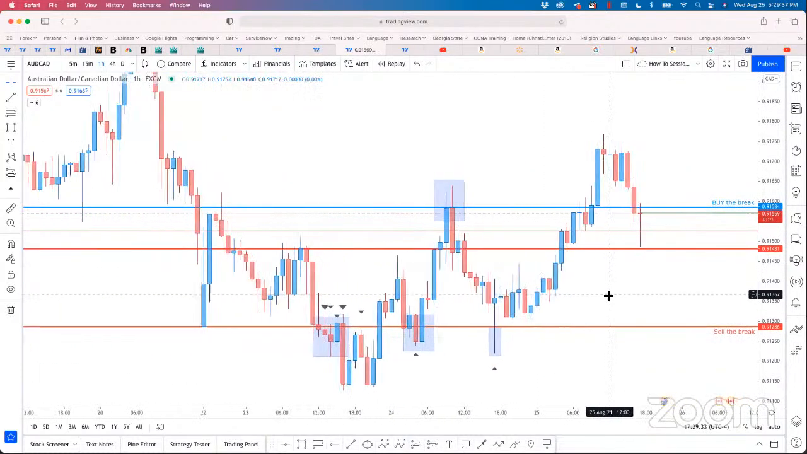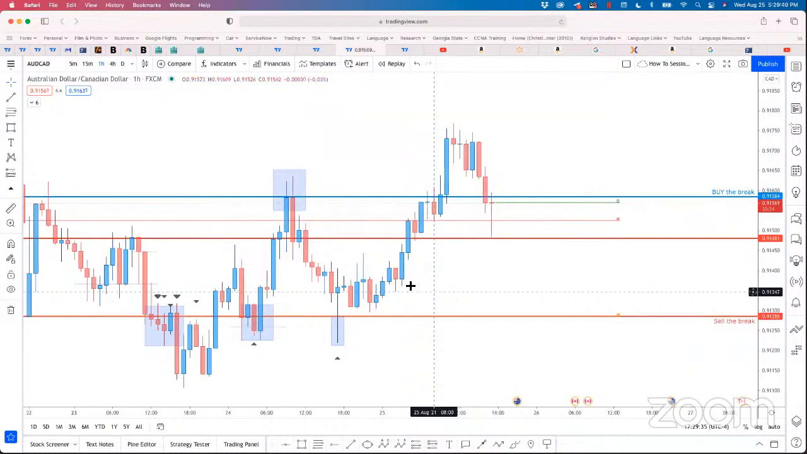No problem. Yeah, anytime you see a big wick, like even this one right here, you could use this one right here. What's up, Cory? What's up, man? How's everything been this week? Good, good.